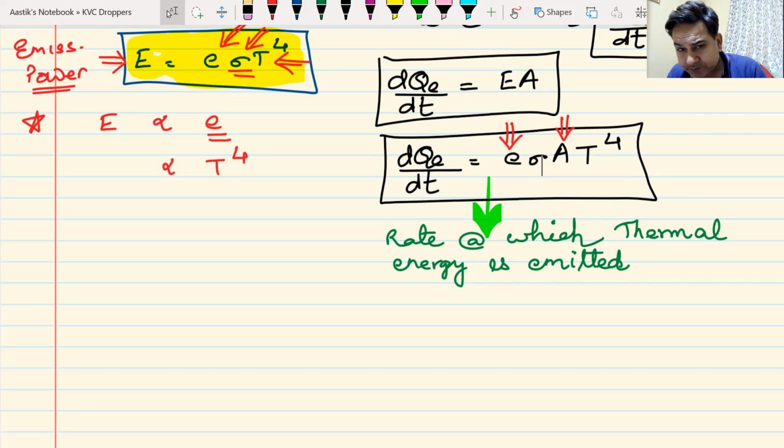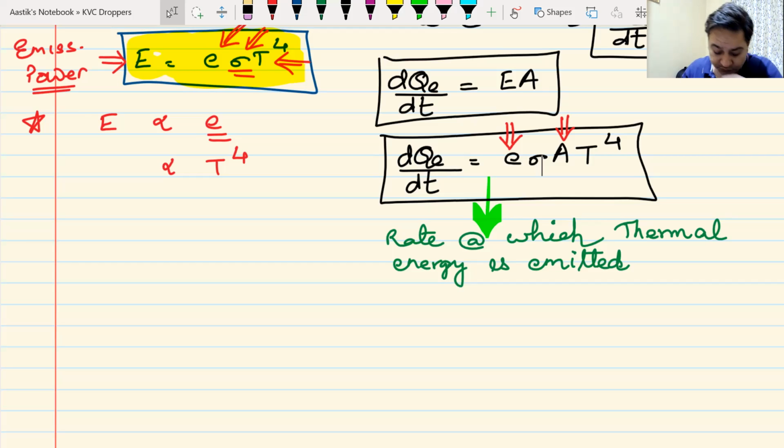Does this body emit more or does it absorb more? It is at a lesser temperature compared to the surrounding. It emits at the same time it receives. Is it emitting and receiving at the same rate, or is there a difference between the two?